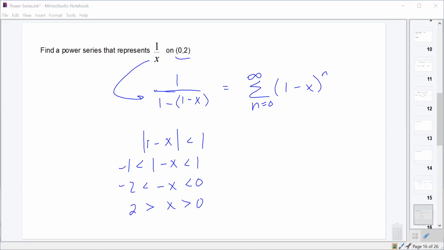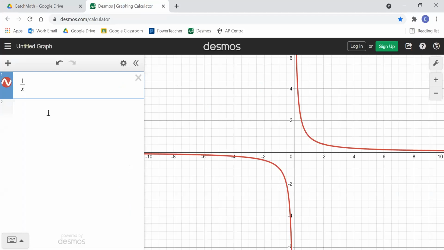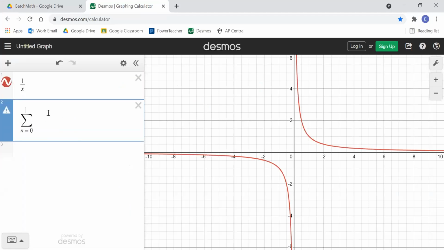And just for the fun of it, let's look at this one on Desmos. So we know 1 over x looks like this. And if we have the summation from n equals 0 to, let's say, 50 of 1 minus x to the n, our hope is that that should match up between 0 and 2. So we'll give it a second to slowly do its calculation. Then we can see that from 0 to 2, even with just the 50 terms, matches up really, really well. Okay? So we can see that that interval of convergence may change, but we can still see it always will converge on that interval.